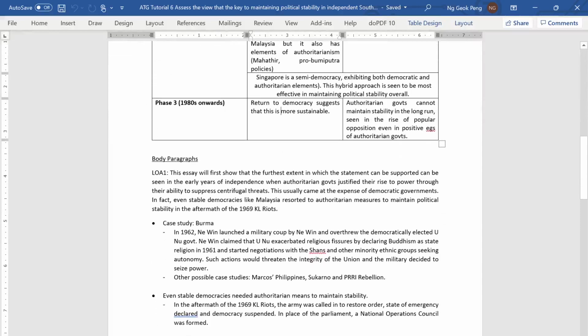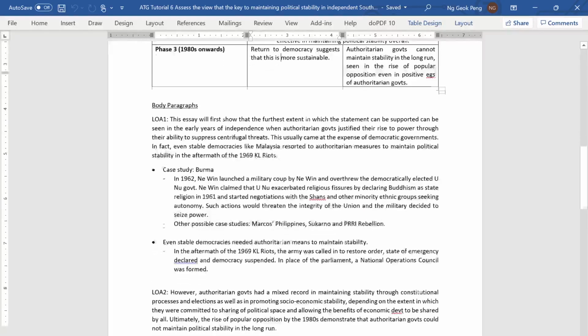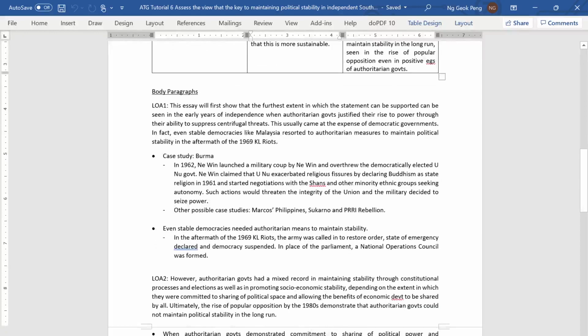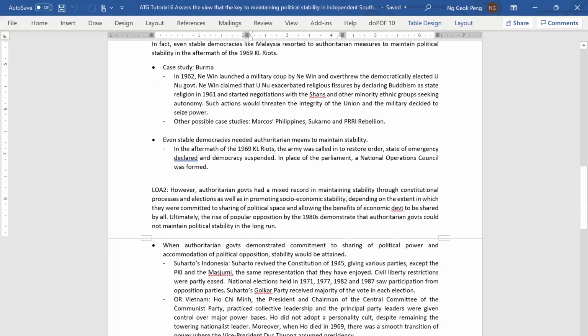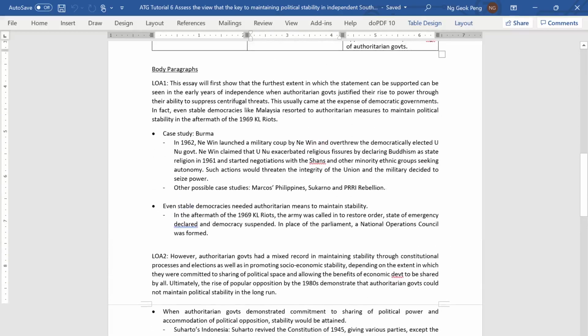Okay, so let's start with the LOA. So first line of argument. This is very straightforward. I've done this numerous times, so you can just take a look at this. So that's for phase 1 with reference to criterion 1, the ability to suppress centrifugal threats. Just to take note, your case study must have a centrifugal threat, like an uprising, either communist or minority one.